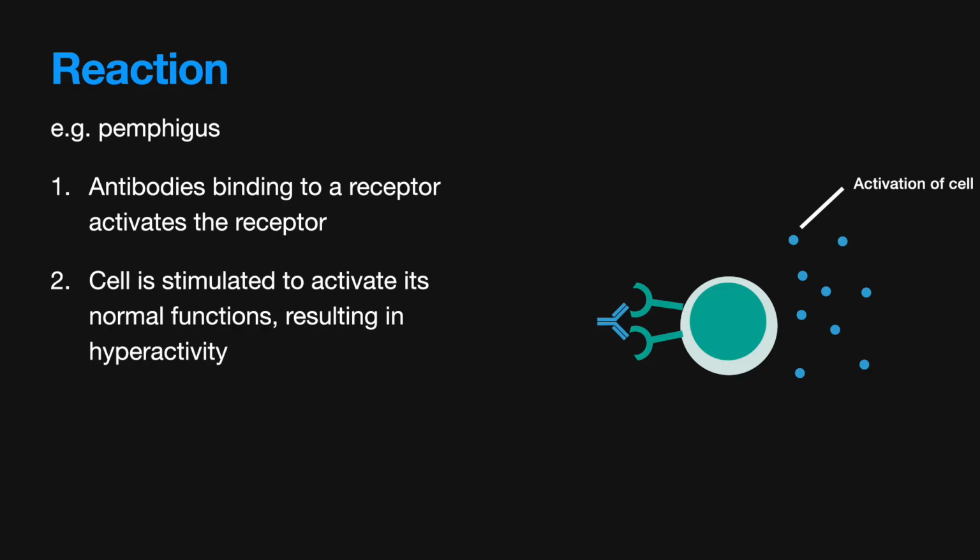For diseases like pemphigus, antibodies binding to a receptor actually activates that receptor, resulting in stimulation of that cell to activate its normal functions. This results in hyperactivity of that cell population.